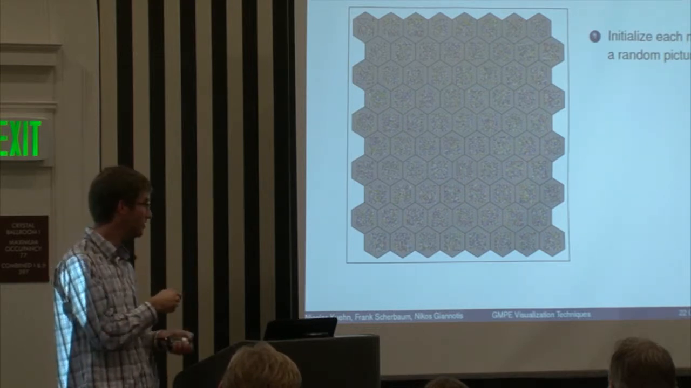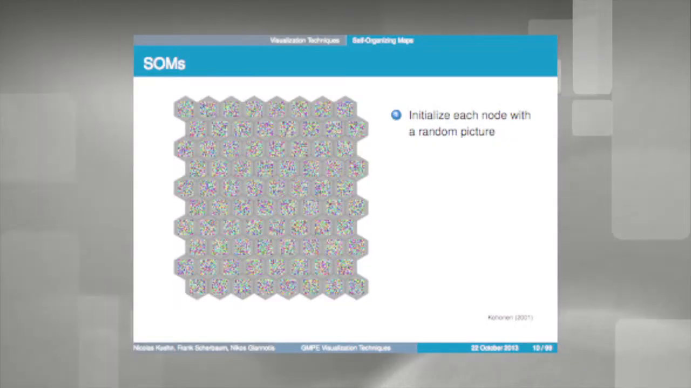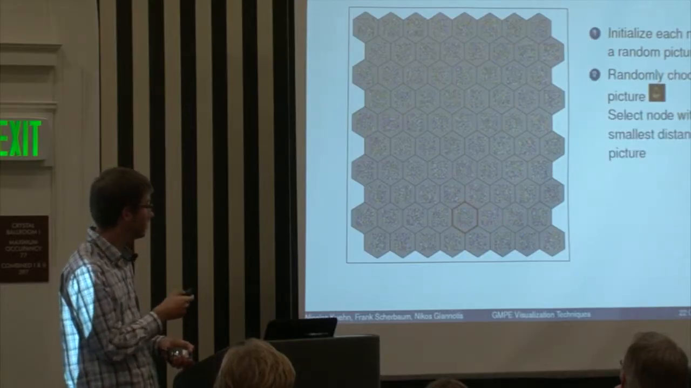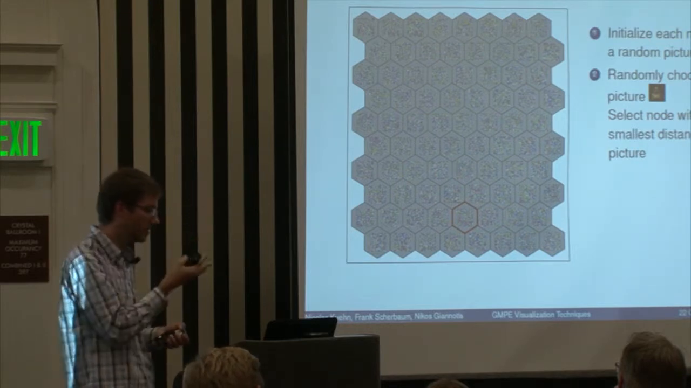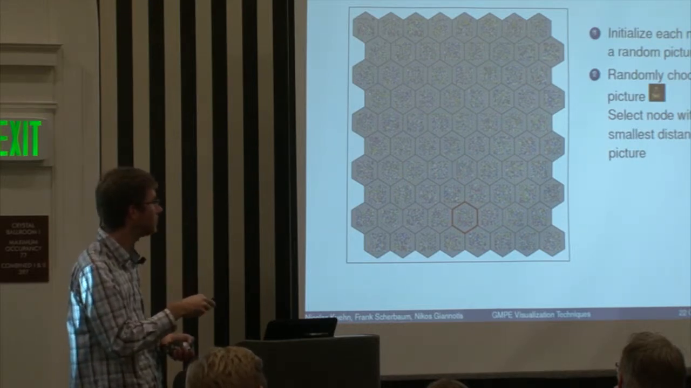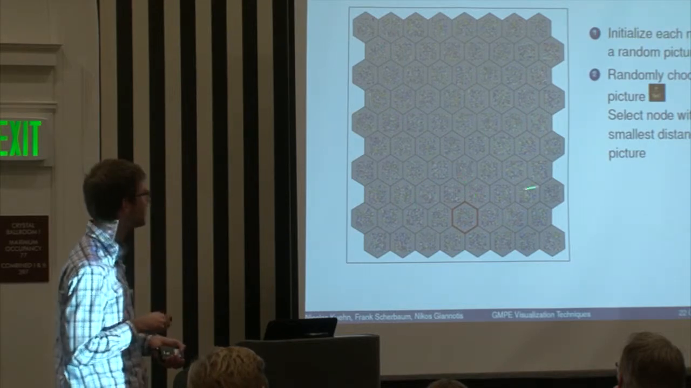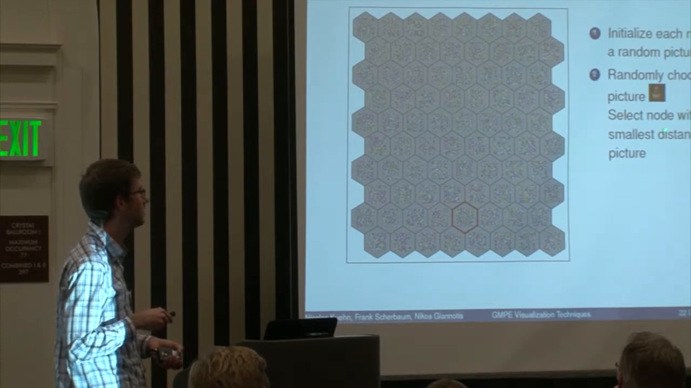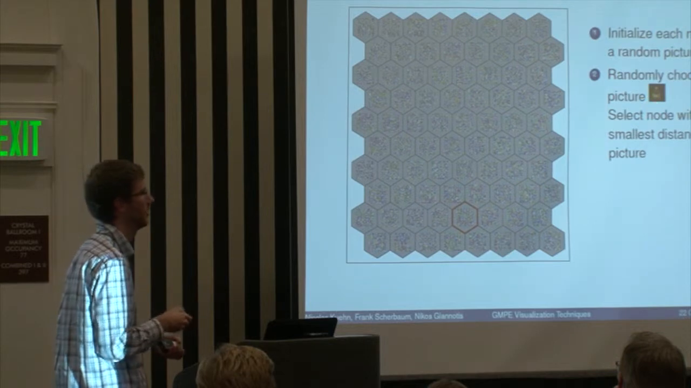To learn the self-organizing map, you first initialize each node with a random picture. This is shown here, this is a random picture, just random values for red, green, and blue. What you then do is you choose one of the pictures that you want to organize. So we choose one of our rubber duck pictures, and then we look at all the nodes here, and we select that particular node which has the smallest distance to that particular picture.